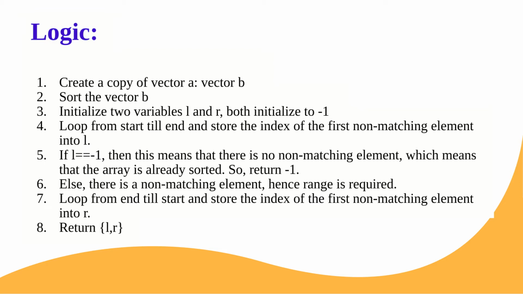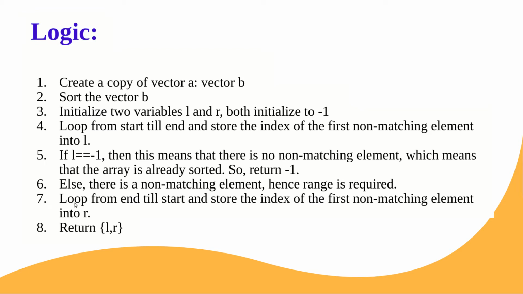Okay, similarly if L equals -1, this means that we have exited the above loop without finding any non-matching character or non-matching element. In that case, we can say that it is already sorted, so we will return -1. Else, if there is a non-matching element, hence a range is required. So if L is not -1, which we initialized it to, then we are definitely sure that there is some element which is not matching the destination array, and hence a range is to be found.